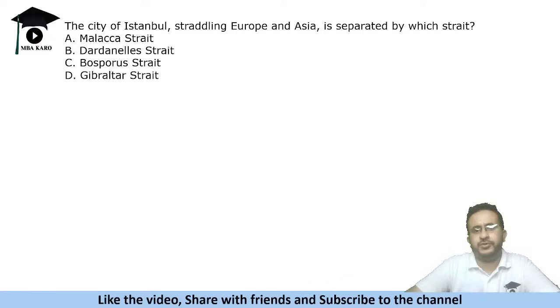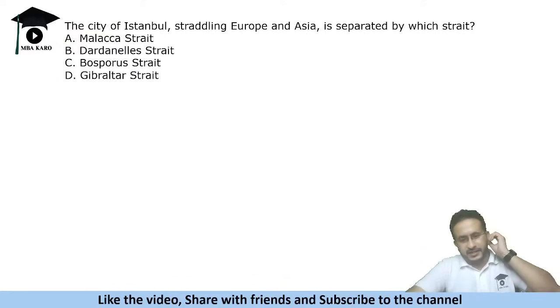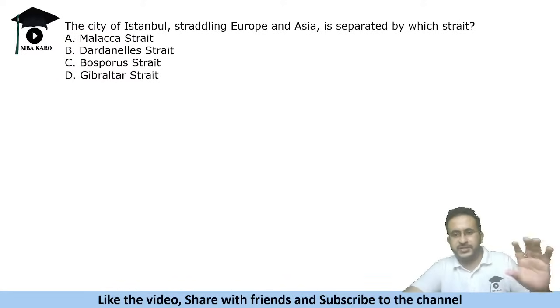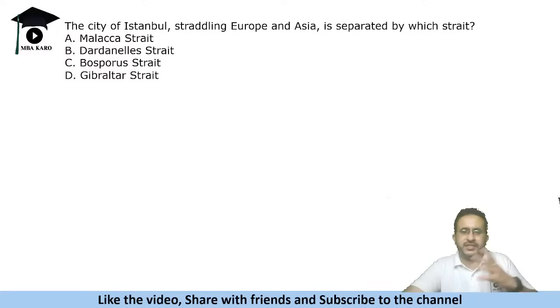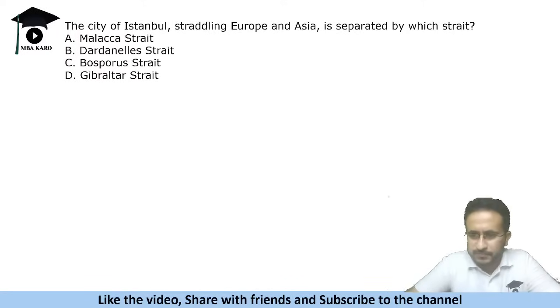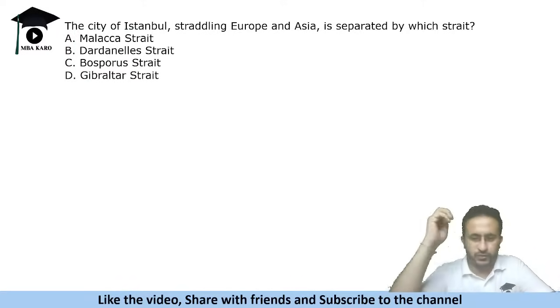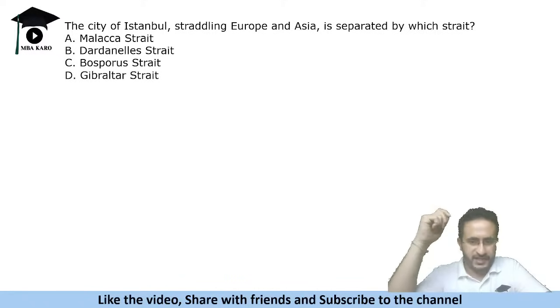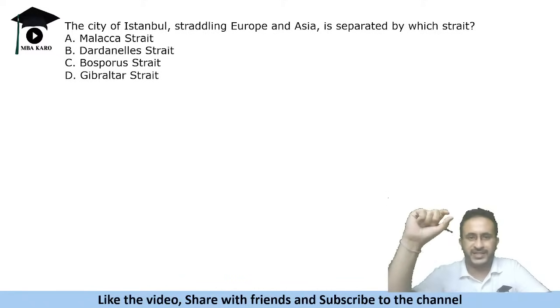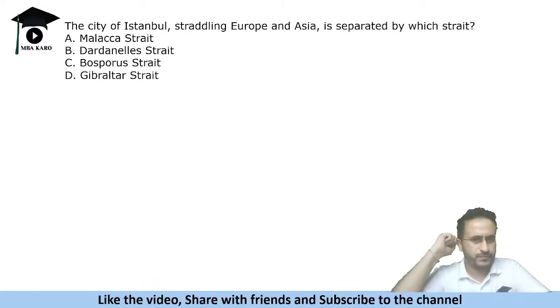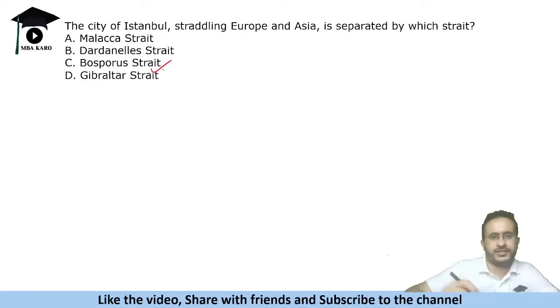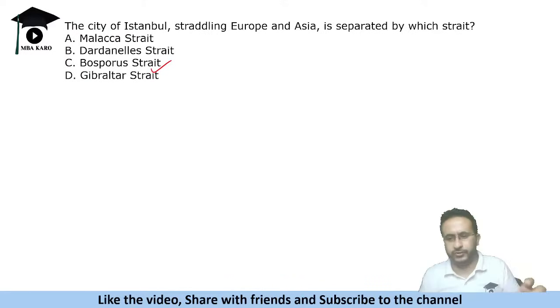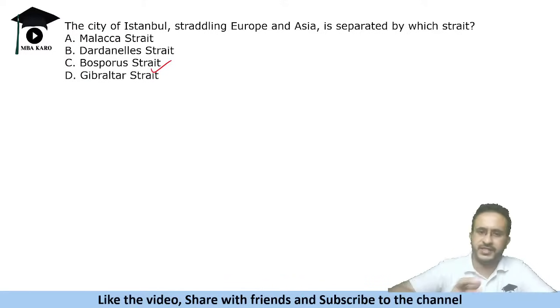Okay, the city of Istanbul, straddling Europe and Asia, is separated by which strait? Okay, we won't ask this strait but this should be known. There is a city in the world which is in two continents, right? So Istanbul is a city in Turkey, which is in Asia also as well as Europe also. Okay, it is between two continents. What is that strait called that separates Asia and Europe? So that is called Bosphorus Strait. That separates Istanbul into two parts. So one part is in Asia, another part is in Europe.